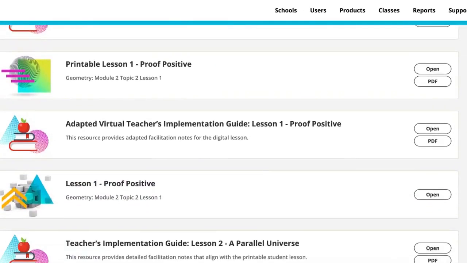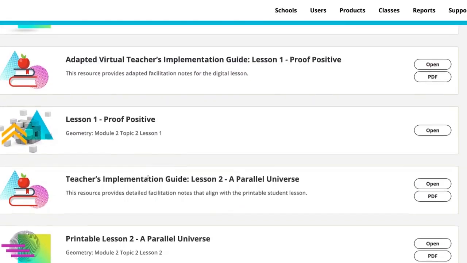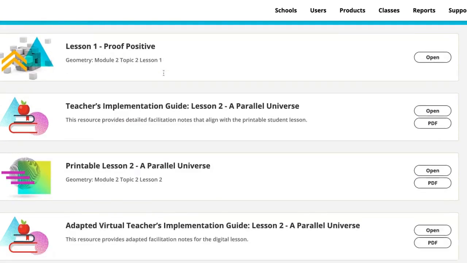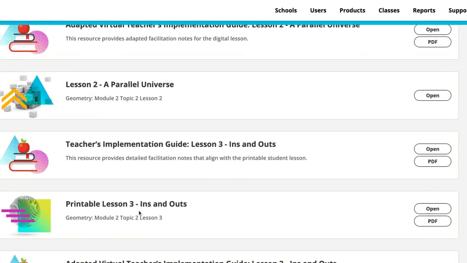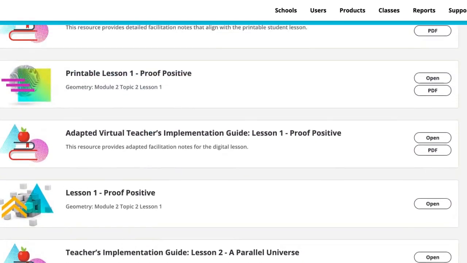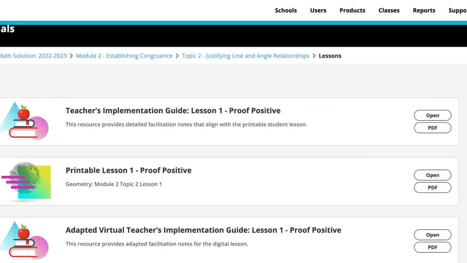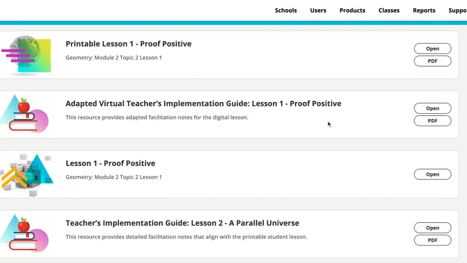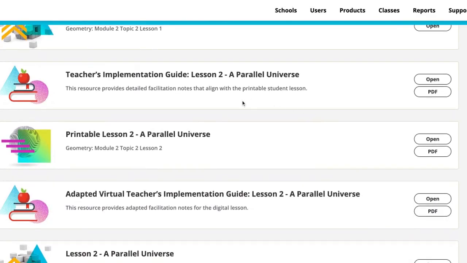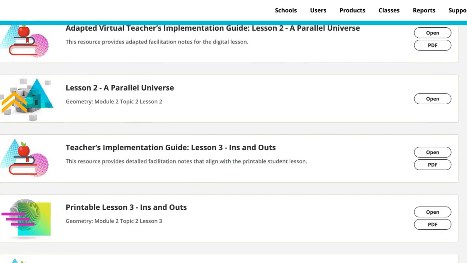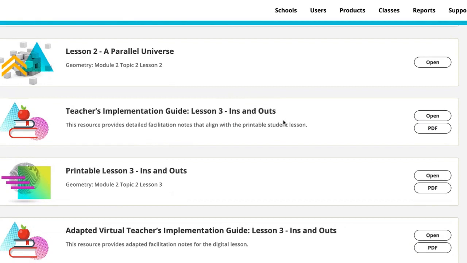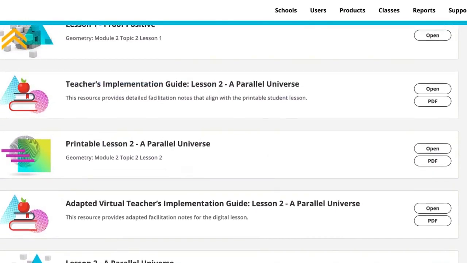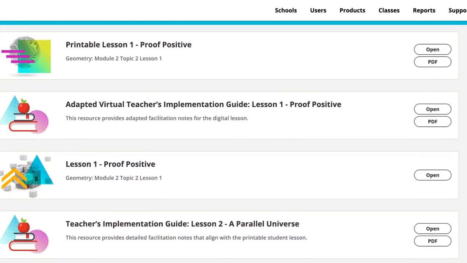After you open the lessons, they are listed here. You can print lesson 1, or lesson 2, or lesson 3. However, right now we're going to look at the teacher implementation guide for lesson 1. Lesson 1 is about proof positive. Let's say you want the teacher implementation guide for lesson 2, which is a parallel universe, or for lesson 3. I'm curious about the implementation guide for lesson 1.